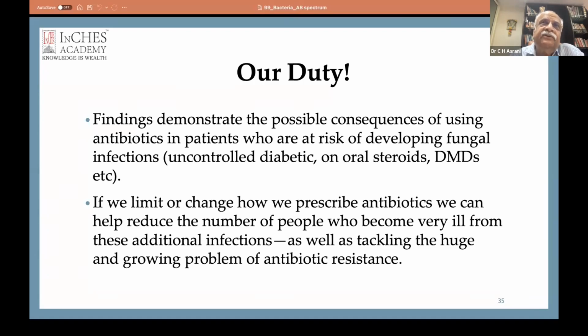You know what happens is, if I have given an antibiotic injudiciously to a patient whose sugar was 400, we never ask for blood sugar while prescribing antibiotics. And this patient gets a systemic fungal infection. I will not even realize; I will just think that the antibiotic was not strong enough for the infection.